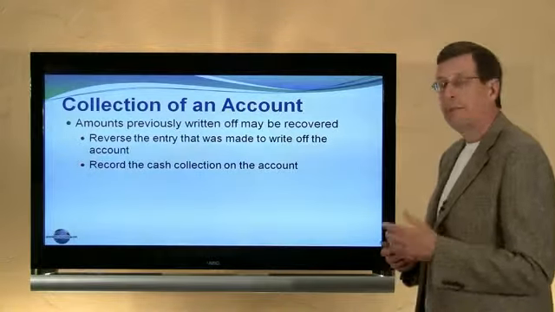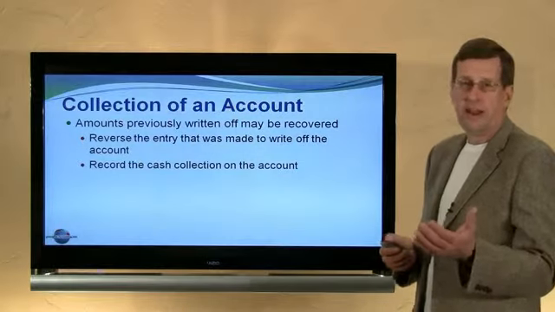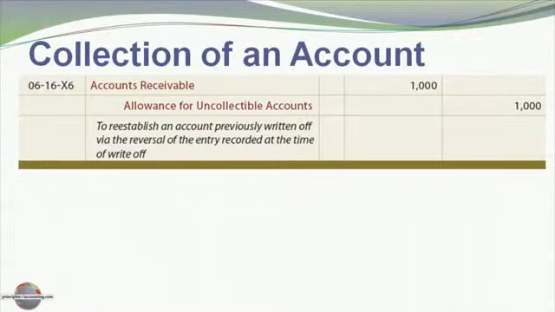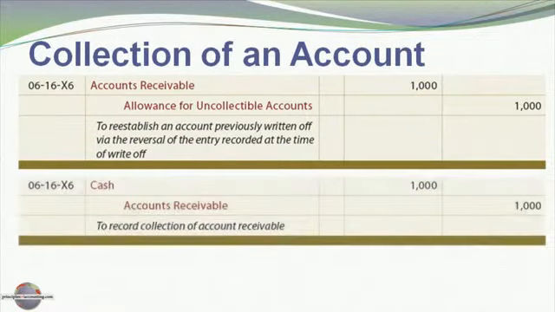When we collect an account that has been previously written off, we might write someone off and then later unexpectedly we collect the amount. The custom is to reverse the entry that was recorded when the receivable was written off, so we would debit accounts receivable and credit the allowance account. That puts the receivable back on the books, it reestablishes the allowance account, and then we record the collection of the receivable, debit cash, and credit accounts receivable.